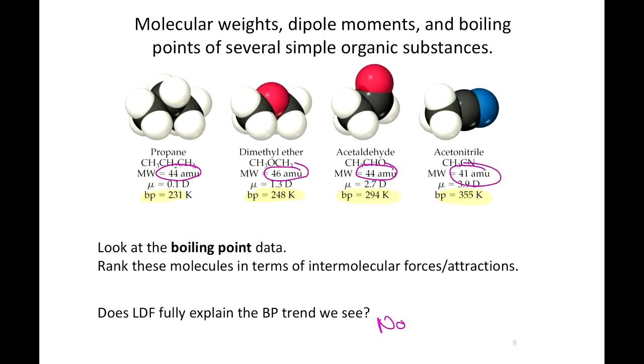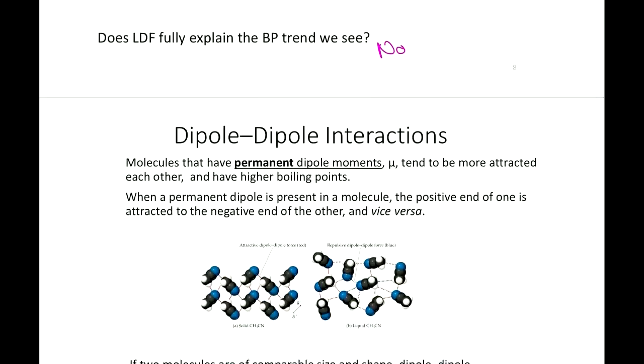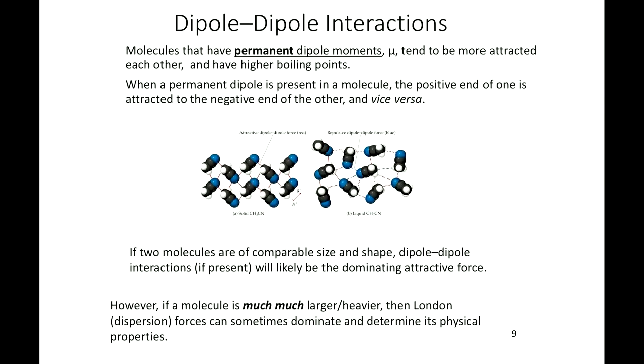And so this is what leads us to the next type of IMF that takes over. The reason that these boiling point temperatures are different is because some of these molecules are polar. Polar molecules have permanent dipole moments, which will create stronger intermolecular forces. So we will look at the next one, which is dipole-dipole interactions. What you want to look for with dipole-dipole interactions are molecules with permanent dipole moments, basically meaning, is it a polar molecule or not?